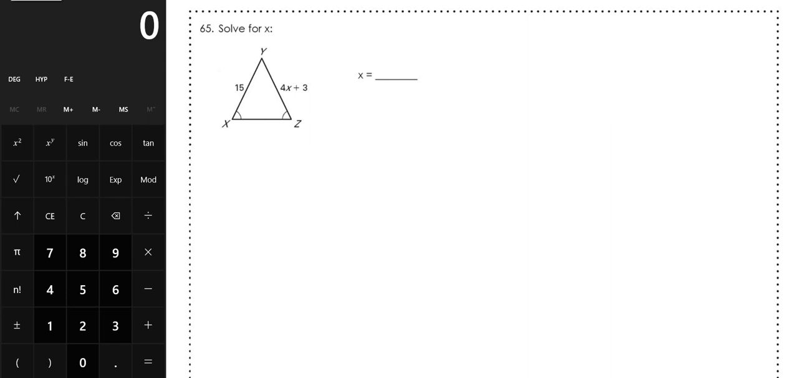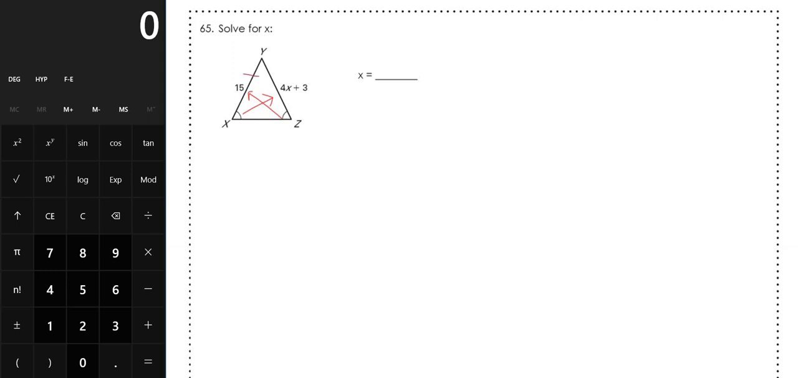Page 14, number 65. Solve for x. Now take a look at this triangle, and we notice that two angles, x and z, are congruent, but the 15 and the 4x plus 3 aren't for the angles. So what you should know is that if you have two angles congruent, that means that the side lengths across from them, so 4x plus 3 is across from angle x, 15 is across from angle z, so the sides across from them are going to be congruent as well.